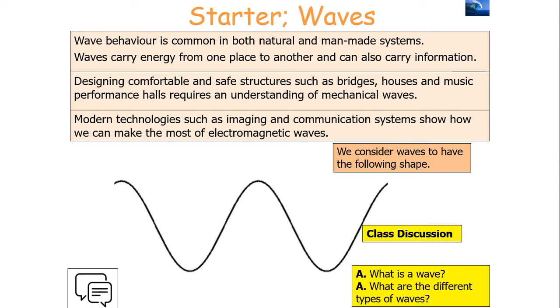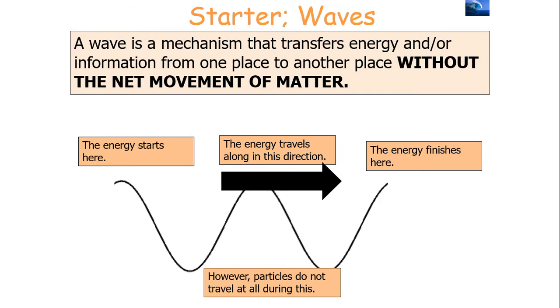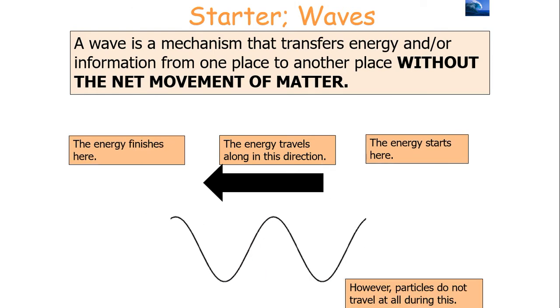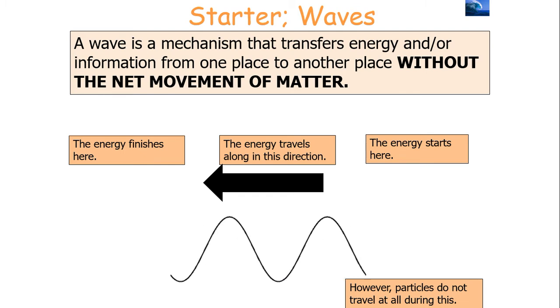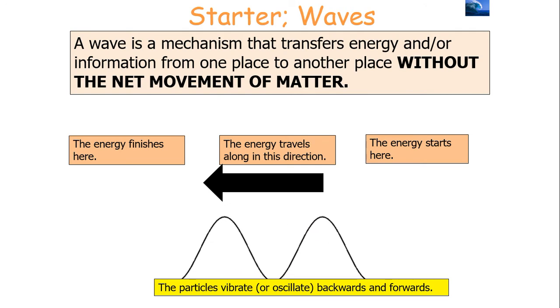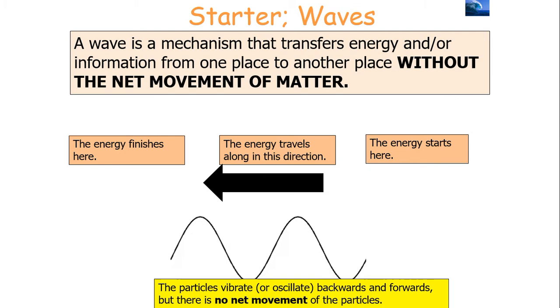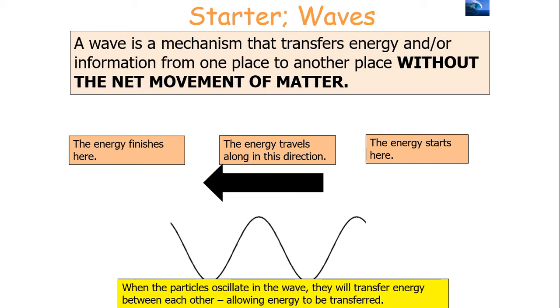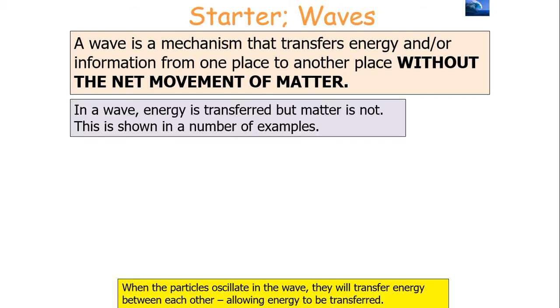So what do we mean by a wave, and what are the different types of waves? A wave is a mechanism that transfers energy and/or information from one place in the universe to another place in the universe without the net movement of matter. So the energy is transferring through the universe, but the particles, the matter, are only vibrating or oscillating. They're not actually traveling. The particles will vibrate backwards and forwards in a wave, but there's no net movement of the particles. When the particles oscillate, they transfer energy between each other and allow the energy to be transferred. So in a wave, energy is being transferred, but matter is not.